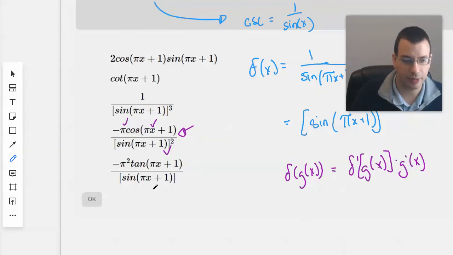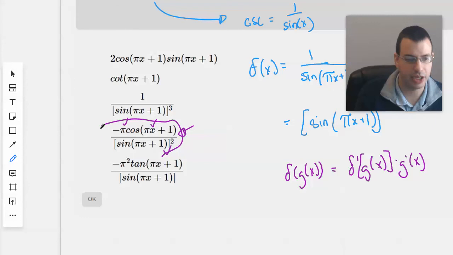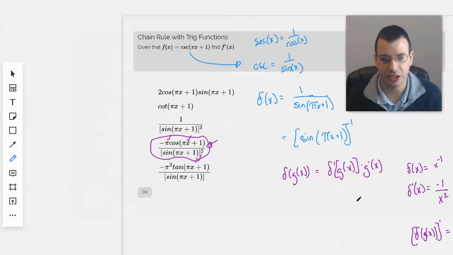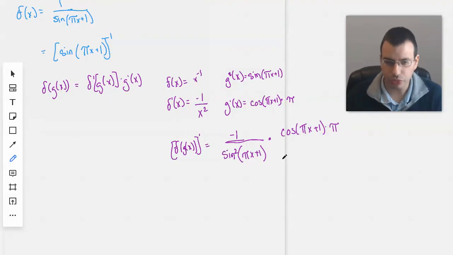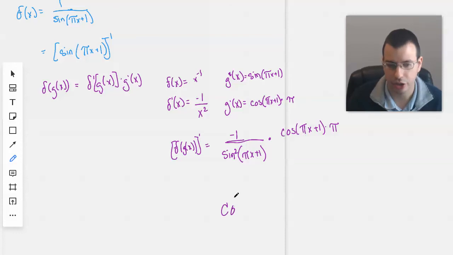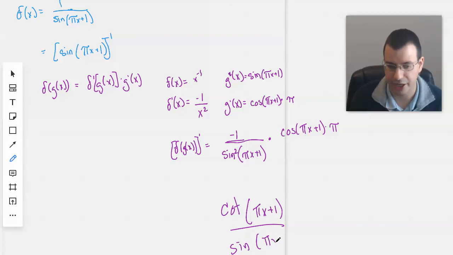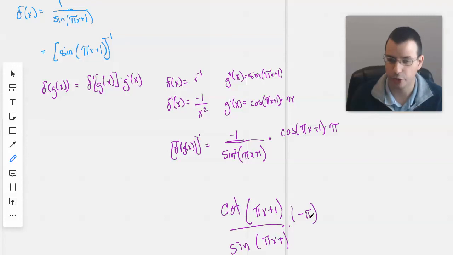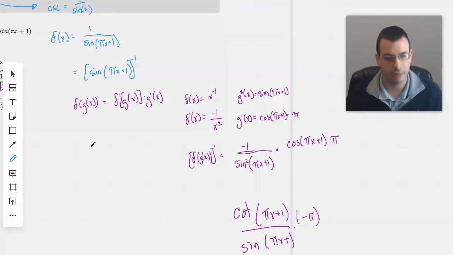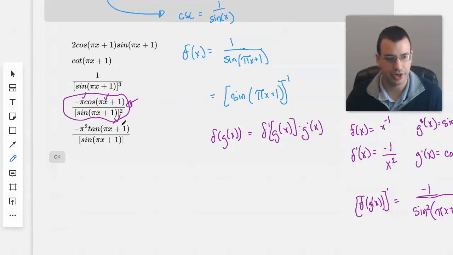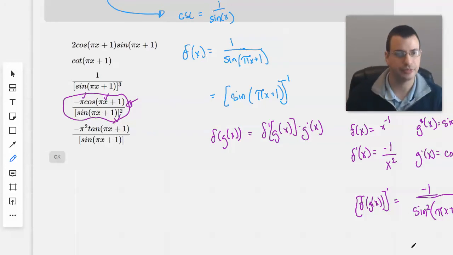One of the other possible ways you might see this written is, since you have a cosine and a sine on top of each other, this could have been cotangent of pi x plus 1 divided by sine of pi x plus 1 times negative pi. So that's another possible way you could have seen it written, but this time it was all just written out in terms of sines and cosines.